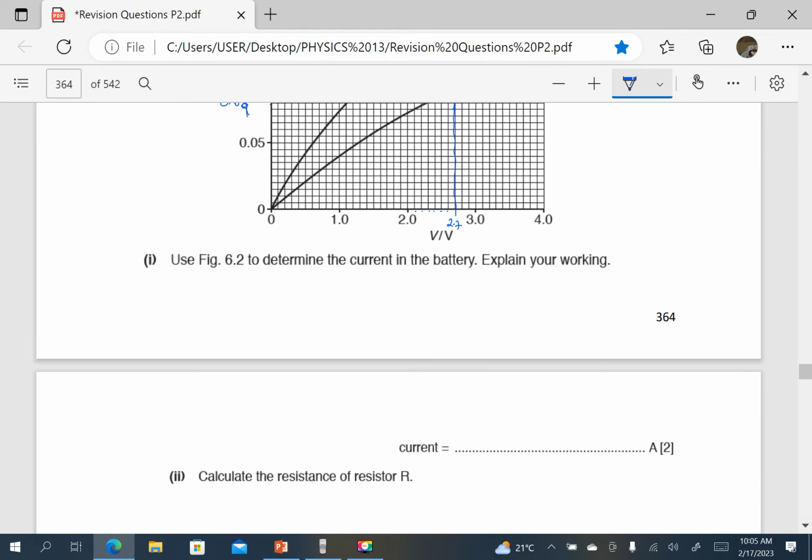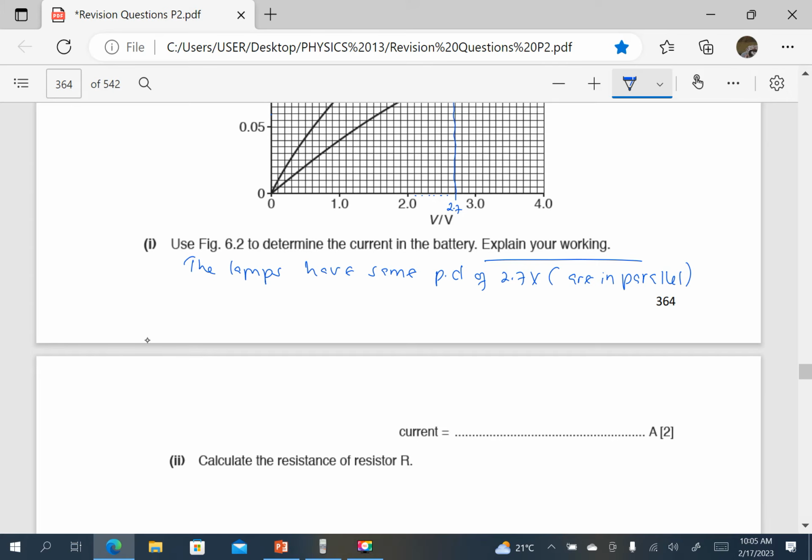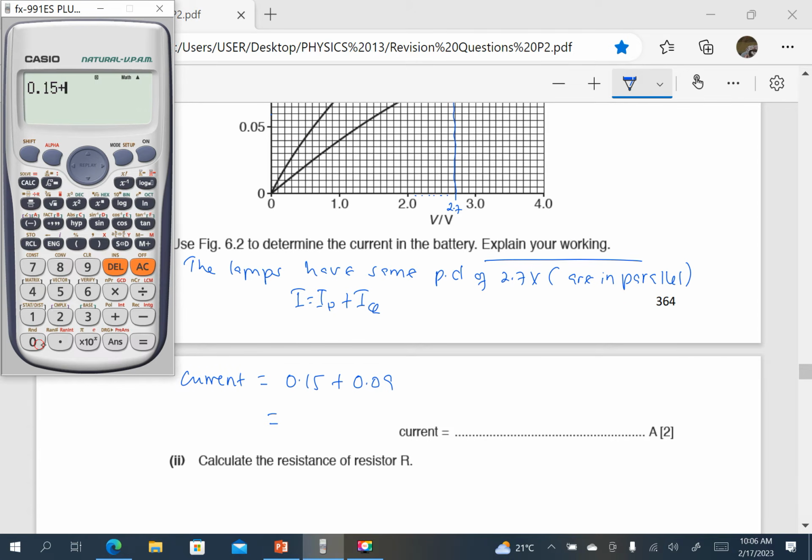Since they said explain your working, we shall start by saying that the lamps have the same PD of 2.7 volts because they are in parallel. So the total current, or current in the battery, is going to be 0.15 for P plus 0.09 for Q. Total current is equal to the current through P plus the current through Q. So 0.15 plus 0.09 gives us 0.24.